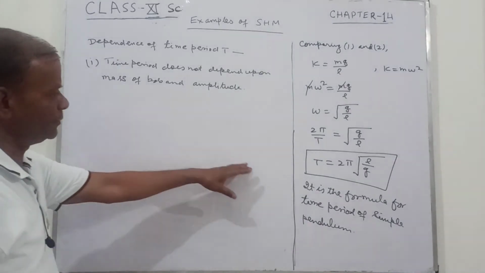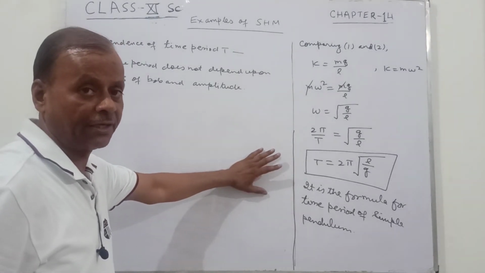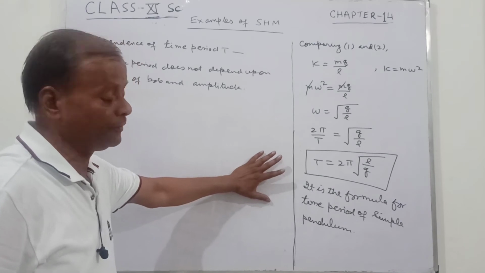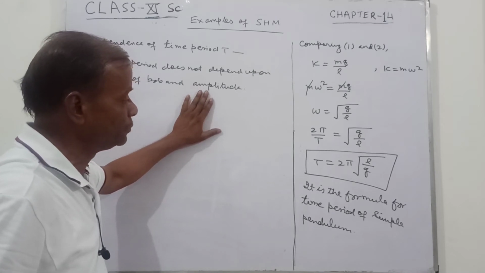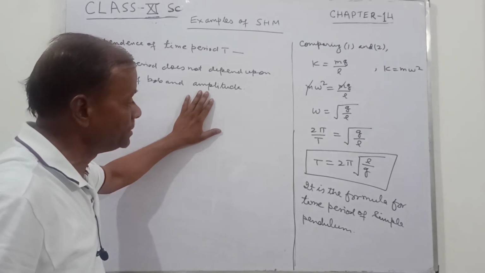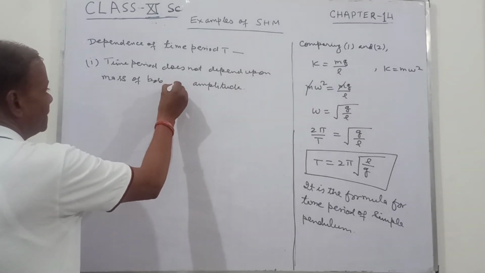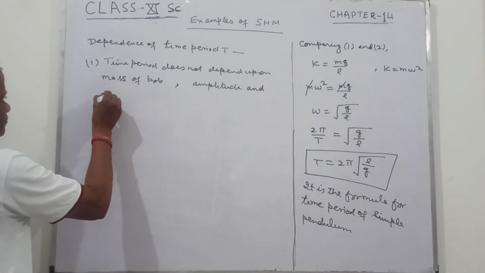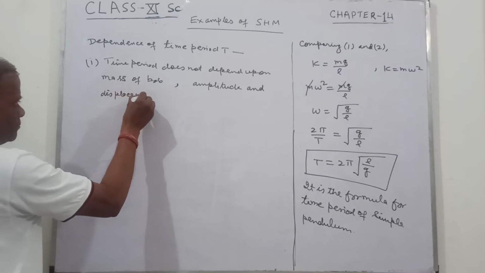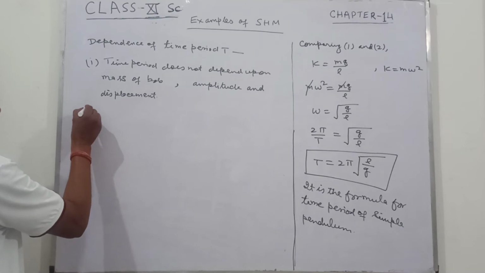Because amplitude A and the mass of the bob are not coming in this expression, whether we take a heavy particle or a light particle, the time period will be the same. Also, if we increase or decrease the amplitude, there will be no change in the time period. This T is independent of displacement, amplitude and mass. So these are three things on which this T is independent.